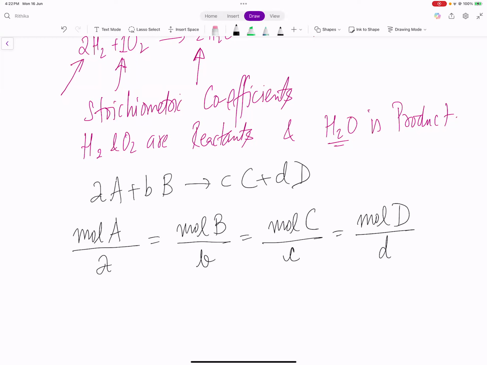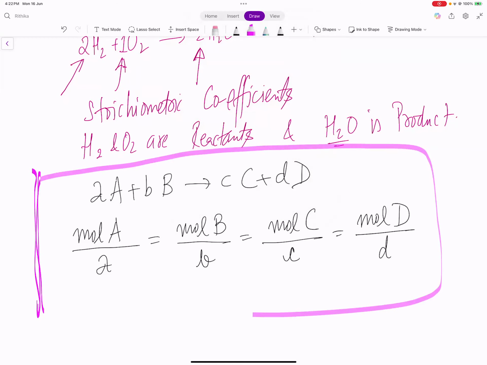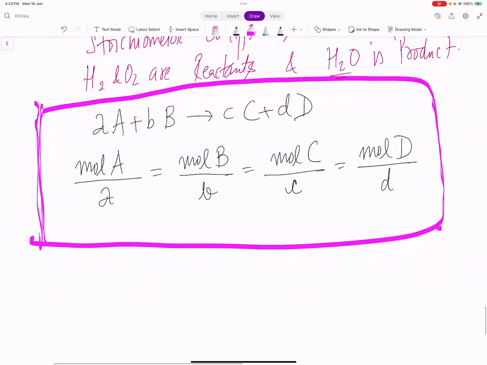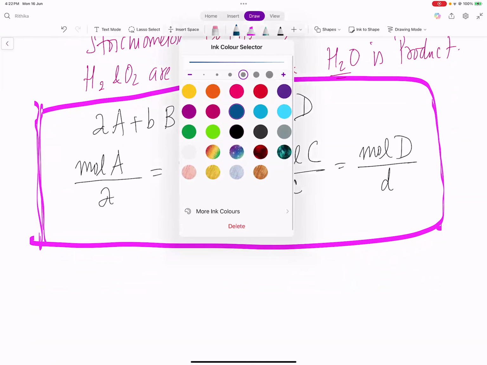Okay. This is the basis for all our chemical calculations. So whatever in our notes I'm putting in the box, that must be in your heart and mind. Okay, so this is the thing. Now we'll take a few examples of what we mean by this.